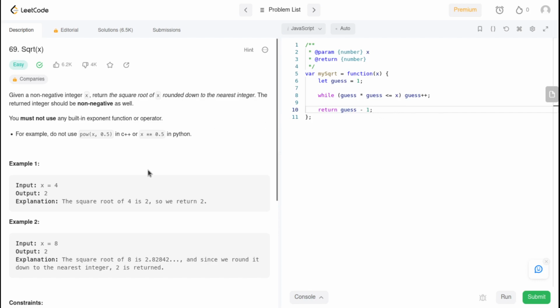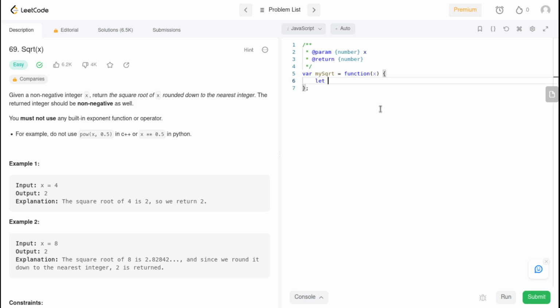Let's look at a more complex one, with a faster runtime. Instead of just having one guess, we can have a lower limit, which is 1, and an upper limit, which is x. So the possible values are 1 to x, and the square root is somewhere in the middle.